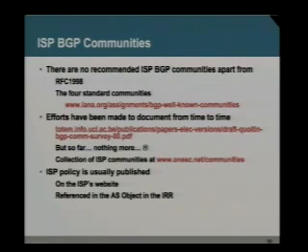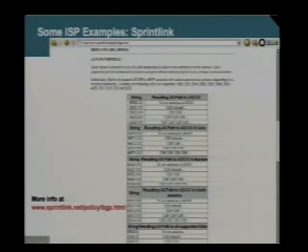ISPs usually publish a policy on their websites, so people like Sprint do that. Other people will publish it in the AS object in the Internet Routing Registry, usually in the RIPE one, because it's most of the European ISPs who seem to do that. If we look at Sprint, I don't know if you can see that at the back, but if you're following the slides on the laptop, you might be able to see it.